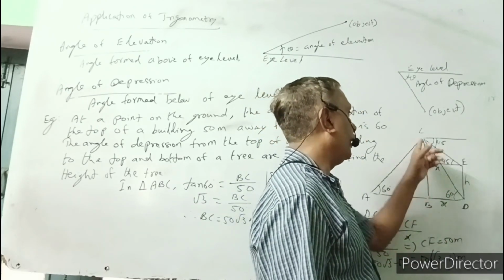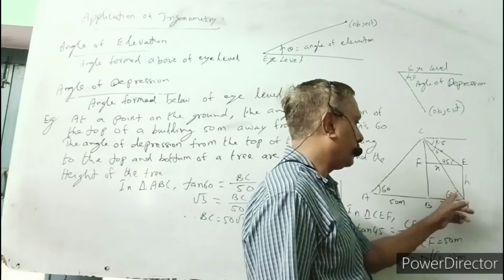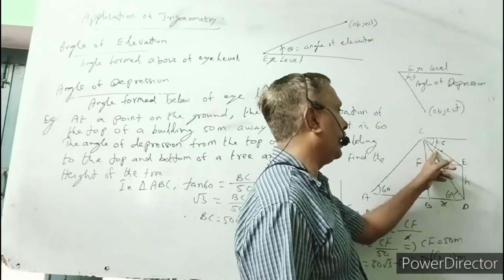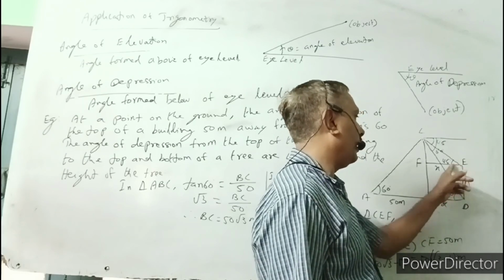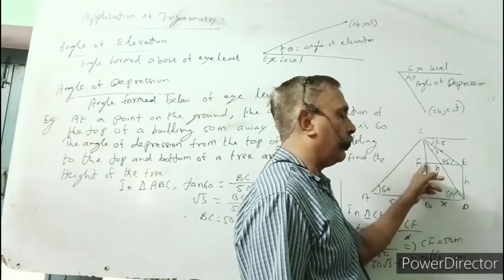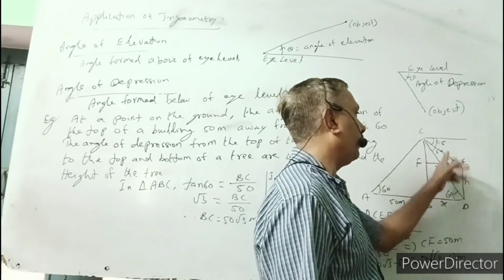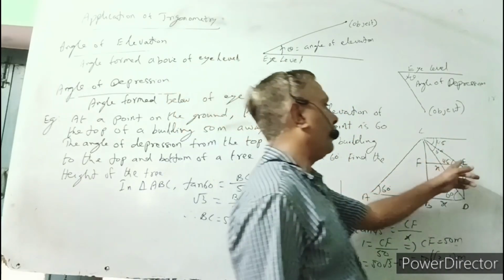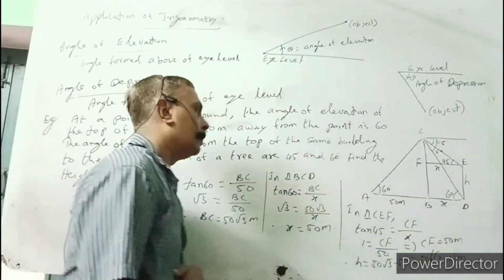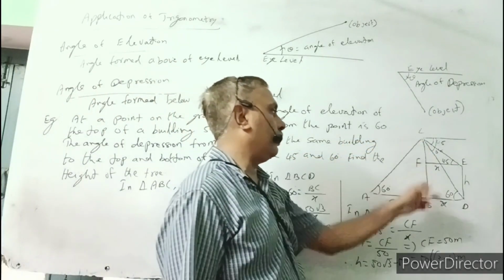So here you may see that this angle is also 60 degree because we are using alternate interior angles. So this is 60 degrees. Similarly, if I am drawing a horizontal line here, this also will be 45 because alternate interior angles are equal. Now our aim is to find out the height of this tree. So for that, first we will find out the height of this building.